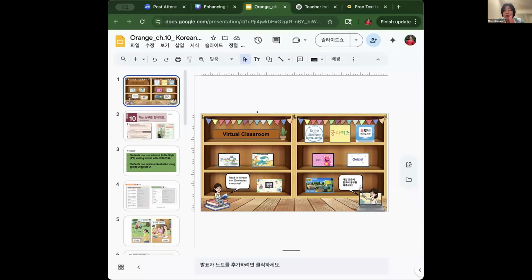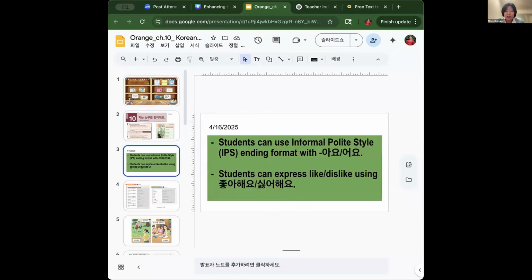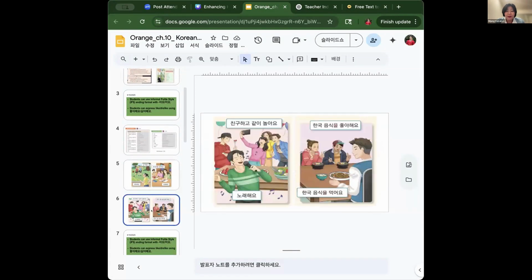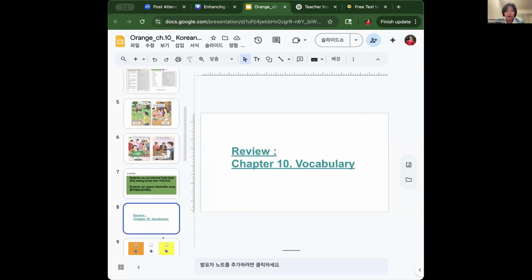Because the students' levels vary, I always put in this virtual classroom. Whenever they finish their given task, they can go back to practice other things as an extra activity. So there is a learning goal: students can use the informal polite style ending with 아요, 어요, and students can express like and dislike using 좋아해요, 싫어해요. And then there's a vocab list. Before going to the choice board, they can review chapter 10 vocabulary using Quizlet.